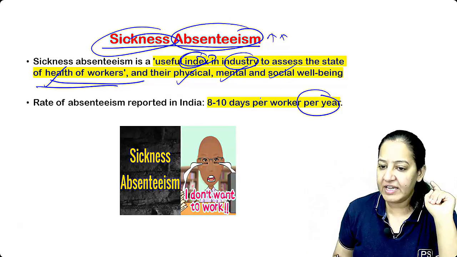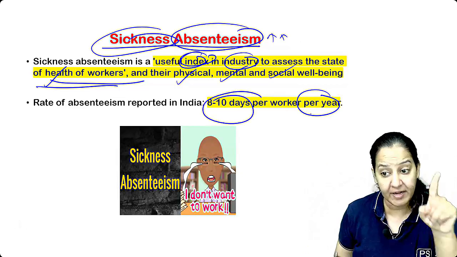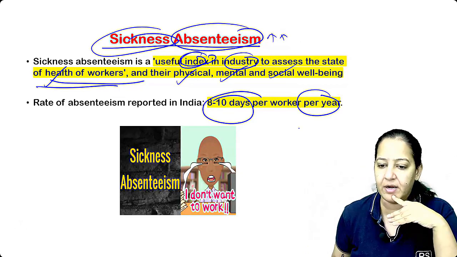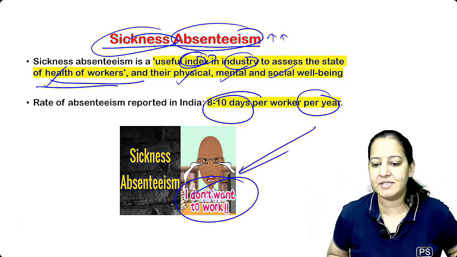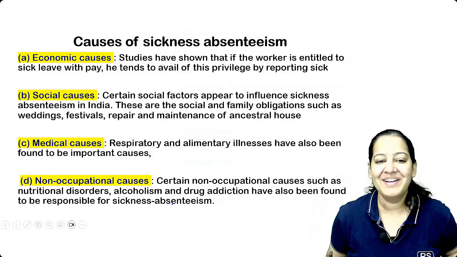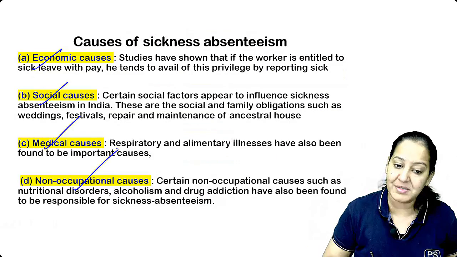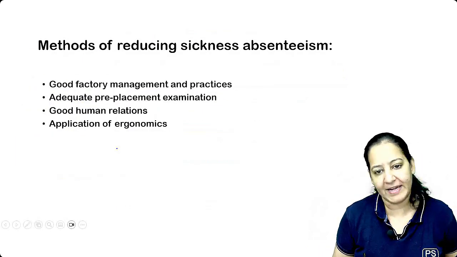Usually in 1 year, 8 to 10 days are allowed in the complete year, apart from Sundays and national holidays. That is sickness absenteeism. I don't want to work. It can be due to economic causes, social causes, medical causes, occupational, non-occupational causes. Anything can be the reason.